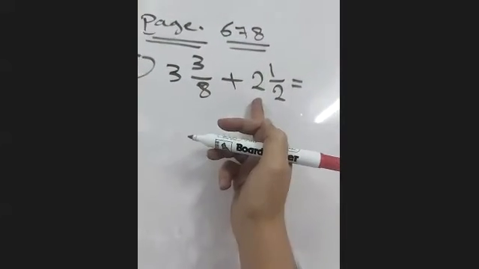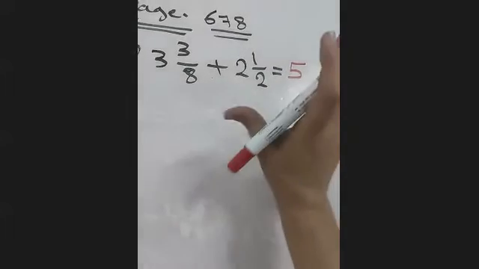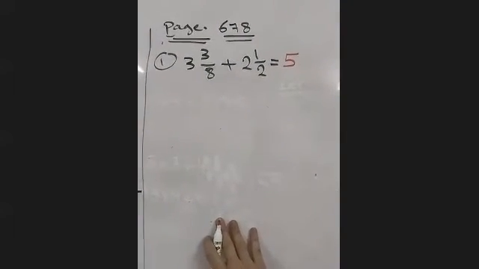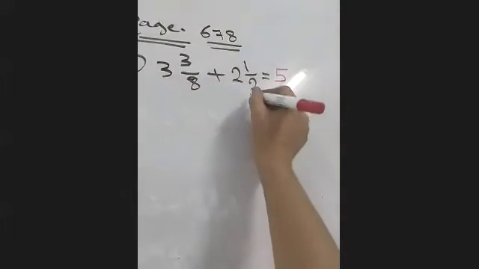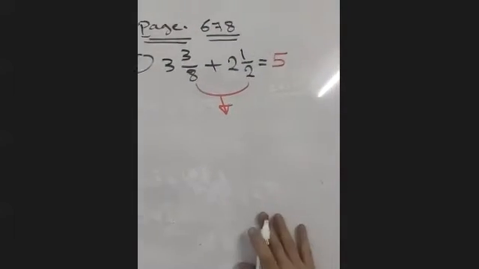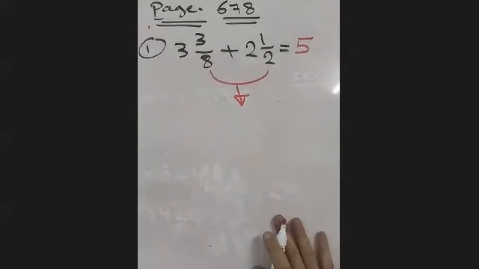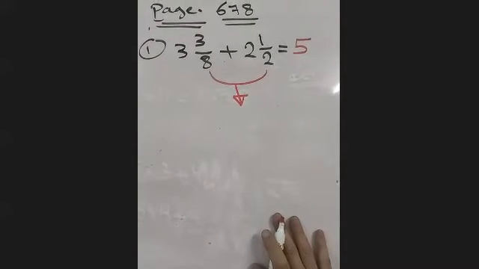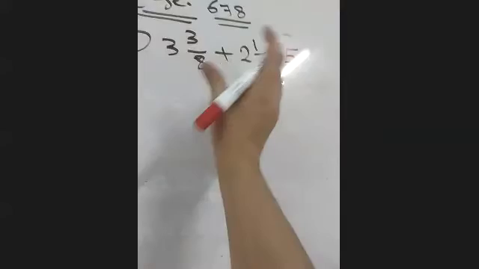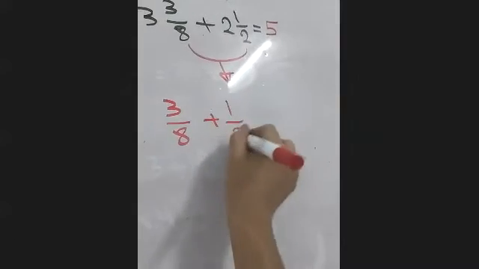3 plus 2 is equal to 5. We put 5 and wait. What will I do now? We make the adding for the fractions. Yalla, we take the two fractions and put them down. 3 over 8 plus 1 over 2.